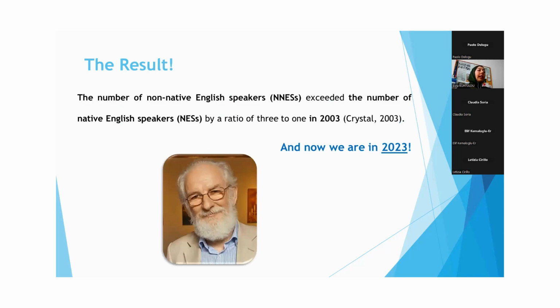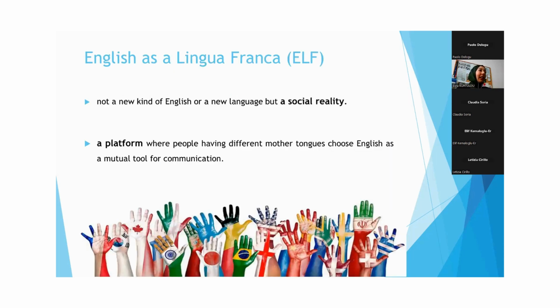So what happened as a result? The number of non-native English speakers exceeded the number of native English speakers. The ratio was 3:1 in 2003, and now we are in 2023, so you can imagine how big the number has become.